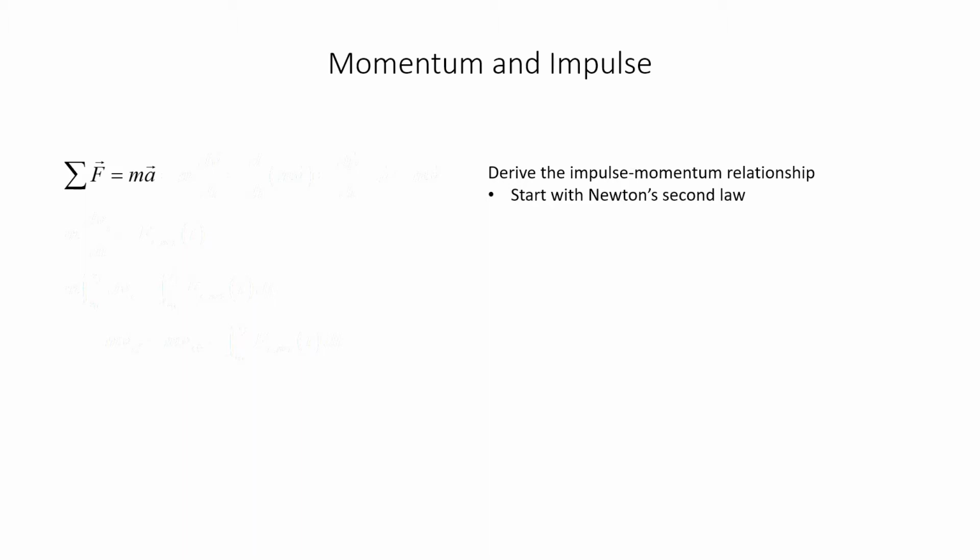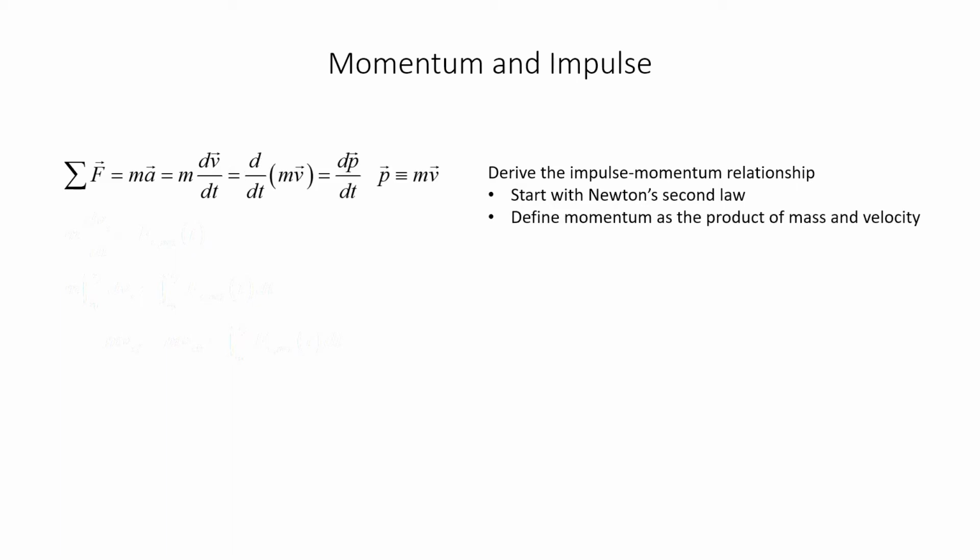Let's start by deriving the impulse-momentum relationship. We'll start with Newton's second law, sum of forces equals mass times acceleration. Notice this is a vector equation. We can write acceleration as a change in velocity with respect to time. We could bring the mass inside that derivative if we wanted to, and write sum of forces equals ma equals dp/dt, where the p is the momentum, defined as mass times velocity.